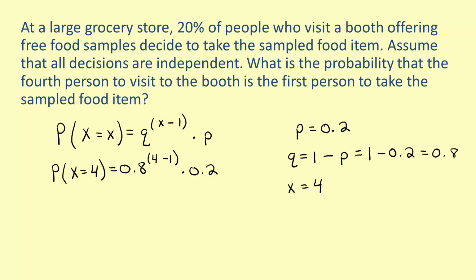Evaluating this expression, we get an answer of 0.1024. Therefore, the probability that the fourth person to visit the booth is the first person to take the sampled food item is 0.1024.